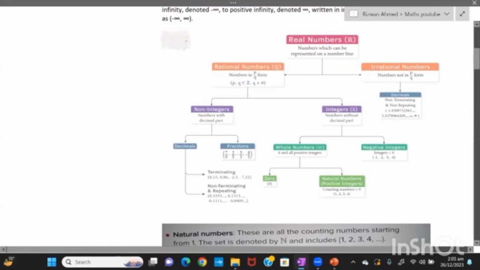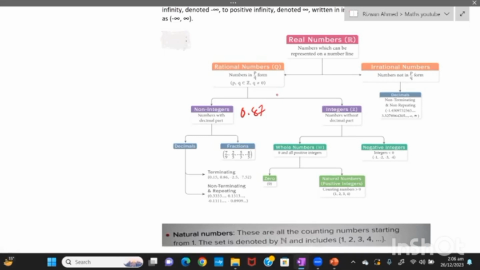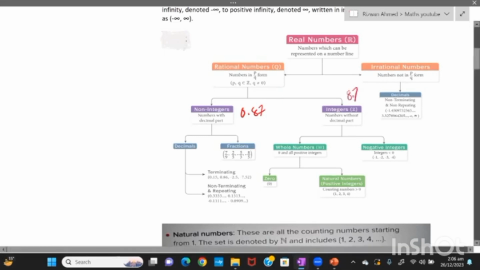When we talk about rational numbers, you can recognize them in two ways: either an integer or a non-integer. Non-integer rational numbers are numbers with decimal parts, while integers without decimal parts are called simple integers. Like this one, 0.87, means it is a non-integer. And 87 is called an integer.